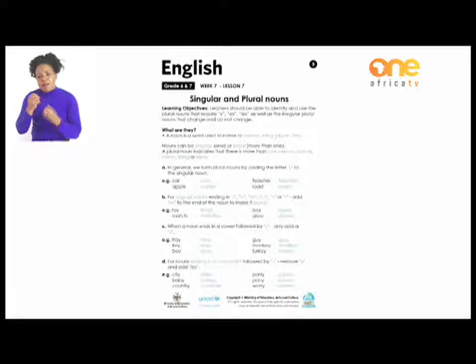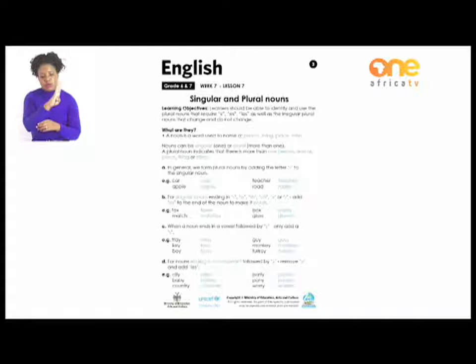For singular nouns ending in S, SS, sh or ch, x or z, add ES to the end of the noun to make it plural. For example, fox, foxes, match, matches, 1 box, 2 boxes, 1 glass, 2 glasses.